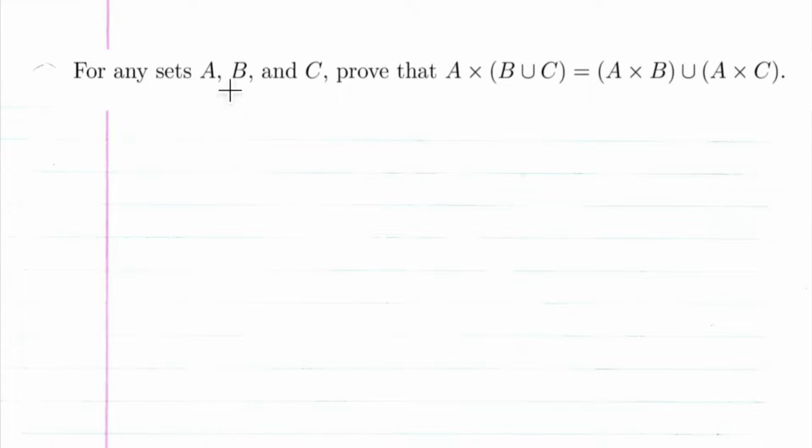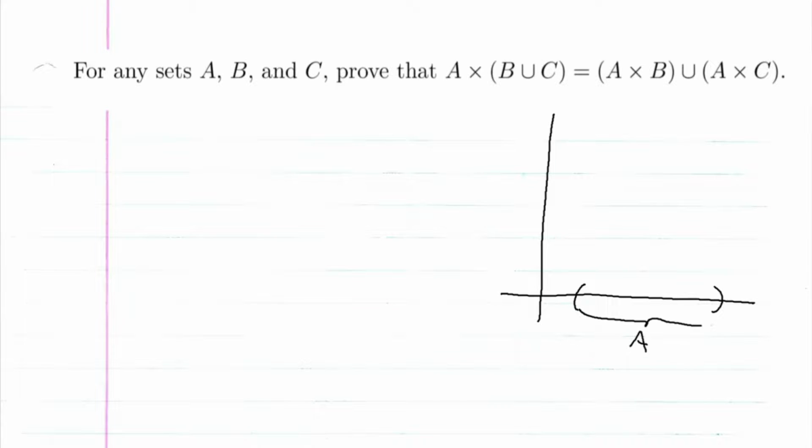Okay, so for any sets A, B, and C, we want to prove that A cross B union C is equal to A cross B union A cross C. So what we're going to do is develop this cross product representation here, and we're going to let A be this little piece here.